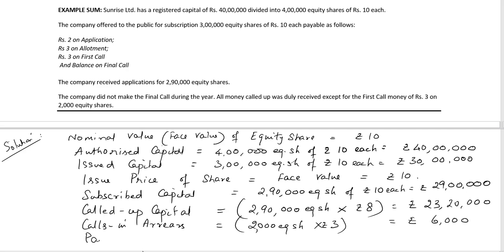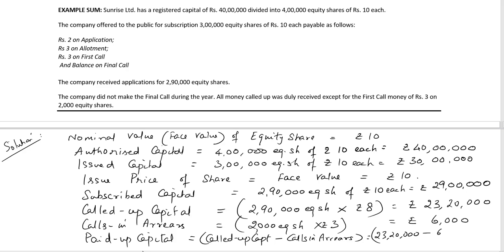Therefore, the paid up capital is equal to the called up capital minus the calls in arrears, which is equal to 23 lakh 20,000 rupees minus the calls in arrears of 6,000 rupees, comes up to rupees 23 lakh 14,000 rupees.